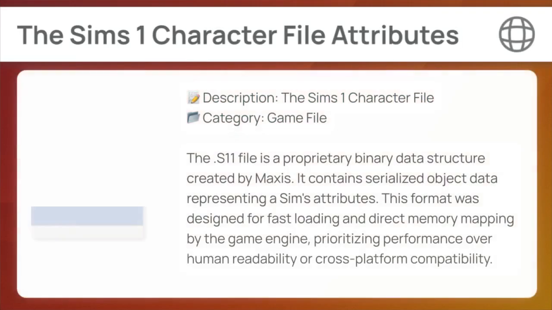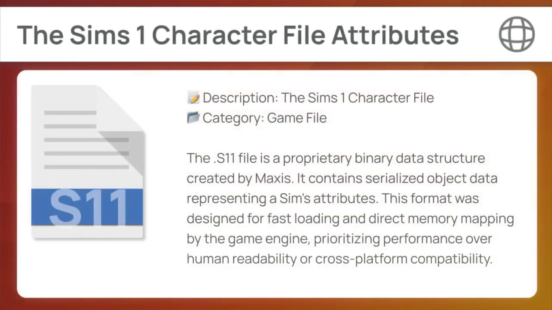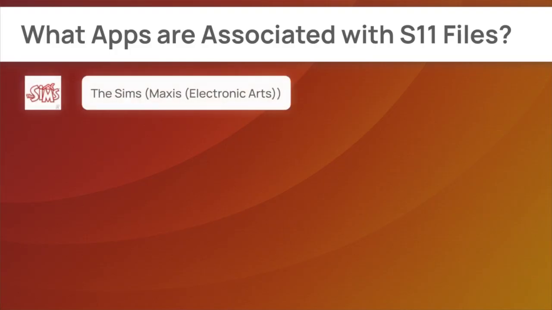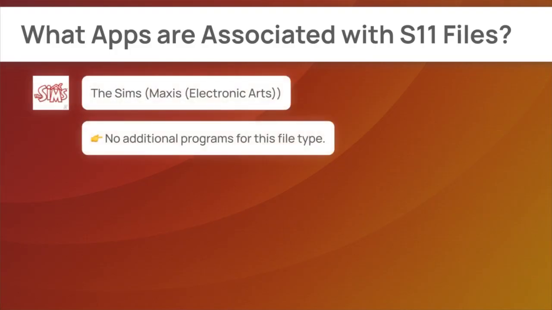The .S11 file is a proprietary binary data structure created by Maxis. It contains serialized object data representing a Sim's attributes. This format was designed for fast loading and direct memory mapping by the game engine, prioritizing performance over human readability or cross-platform compatibility. Historically, the main tool for managing the S11 type has been The Sims by Maxis, Electronic Arts.